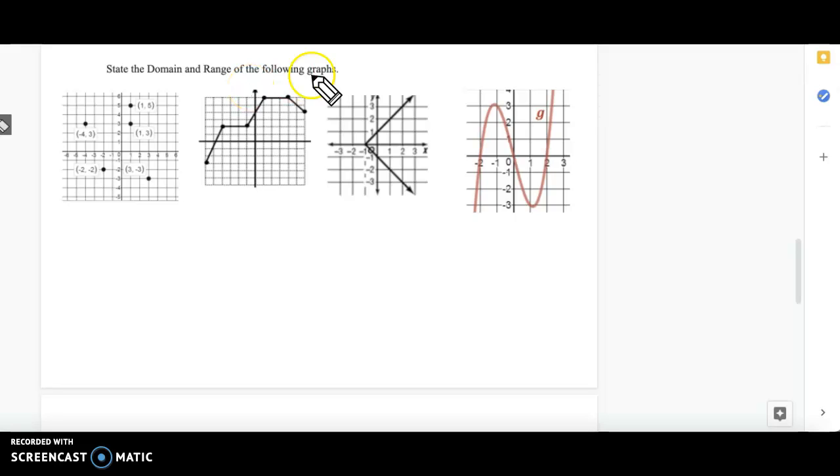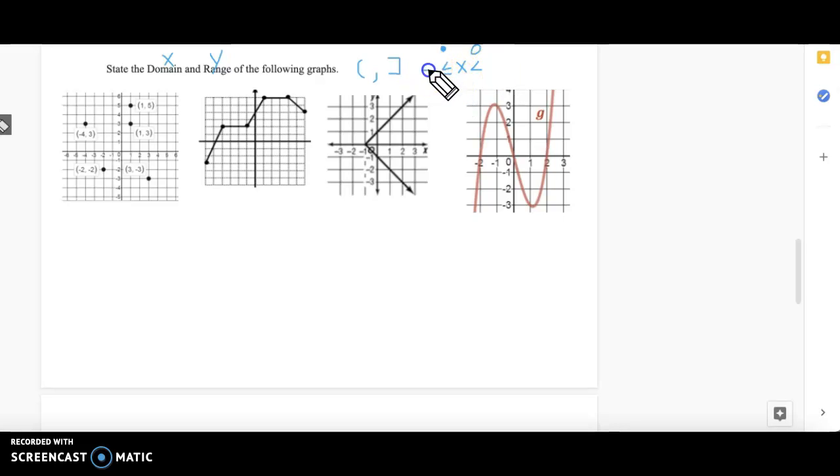We can either use interval notation, which is going to use our parentheses and our brackets, or we're going to use our inequalities, where we have our x or y, depending on whether it's domain or range. Remembering domain is x and range is y. And then we'll have our inequalities. It's either going to be our less than or equal to symbol, or just our less than, again depending on whether it's an open circle or a closed circle. And then we'll have our minimum and maximum value.